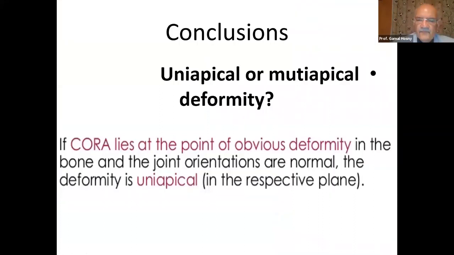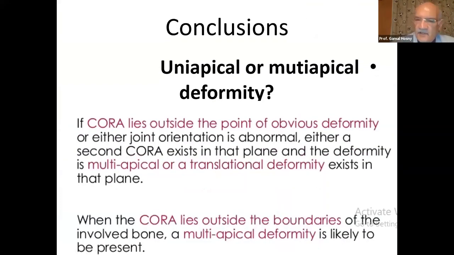In conclusion, you have to differentiate between uniapical and multi-apical deformities. If the CORA lies at the point of obvious deformity in the bone and the joint orientations are normal, the deformity is uniapical. If the CORA lies outside the point of obvious deformity, or either joint orientation is abnormal, either a second CORA exists in that plane and the deformity is multi-apical, or a translational deformity also exists in that plane. When the CORA lies outside the boundaries of the involved bone, a multi-apical deformity is likely to be present.